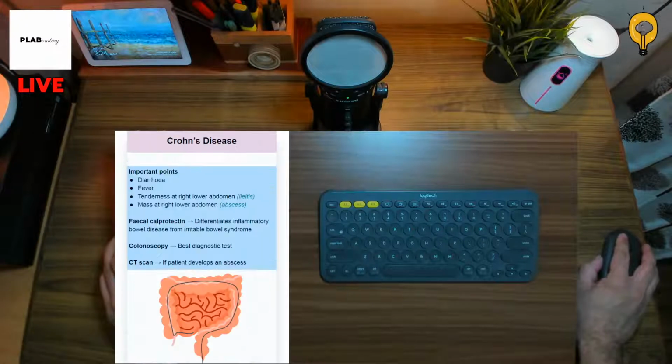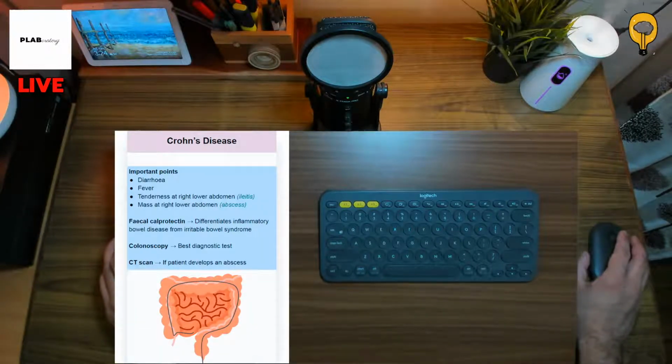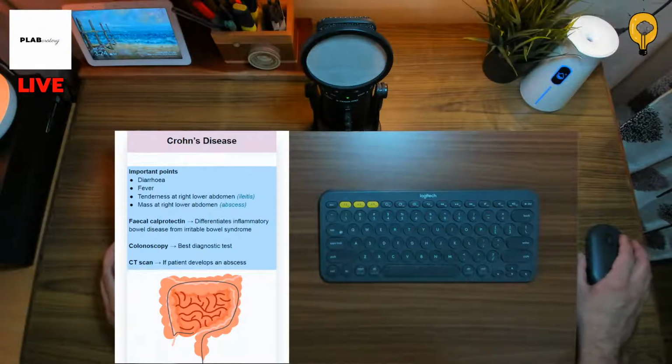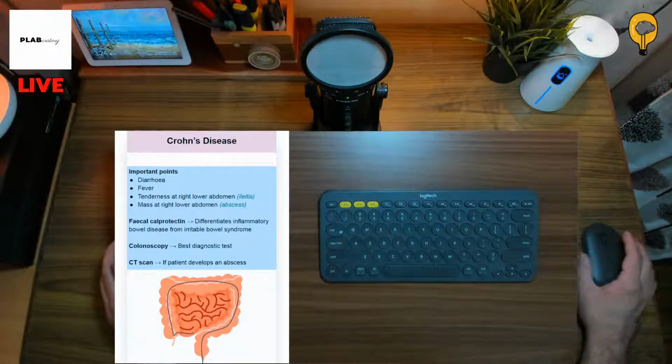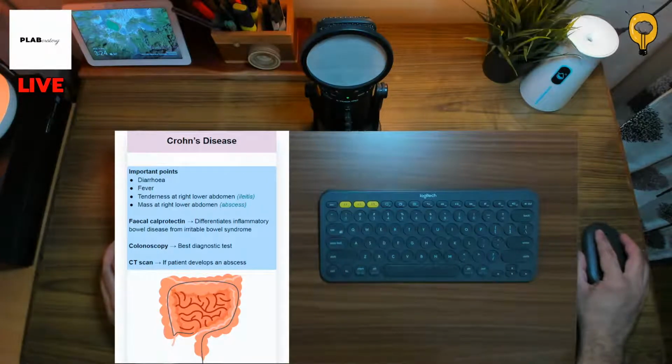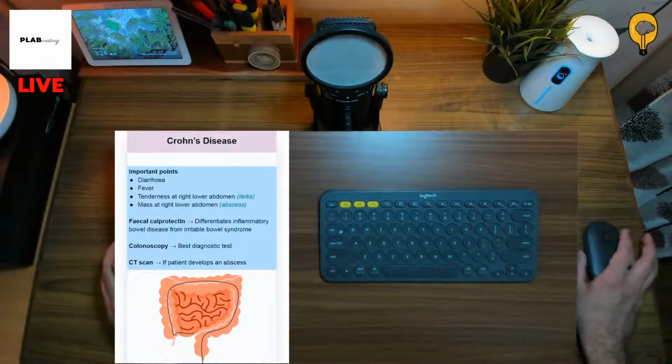Now let's study a little about Crohn's disease. In Crohn's disease, there will be non-bloody diarrhea, fever, tenderness at the right lower abdomen, and a palpable mass at the right lower abdomen. Fecal calprotectin differentiates inflammatory bowel disease from irritable bowel syndrome.